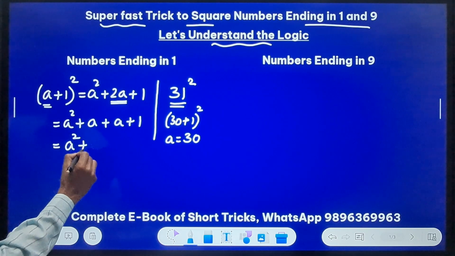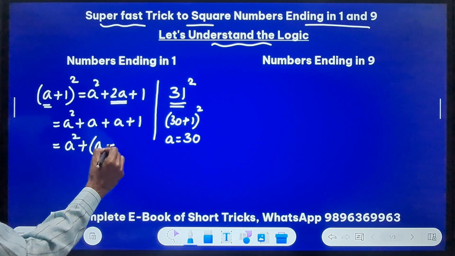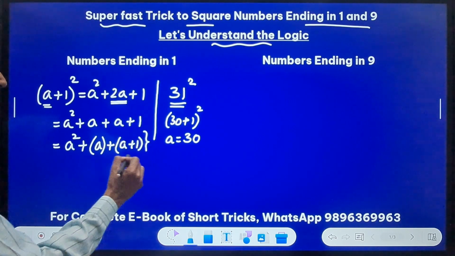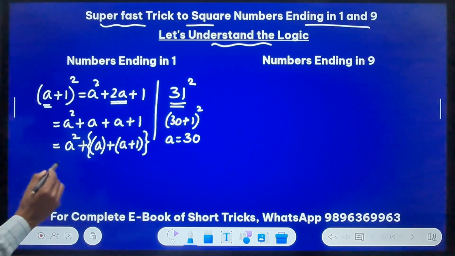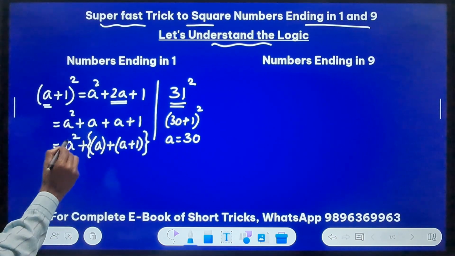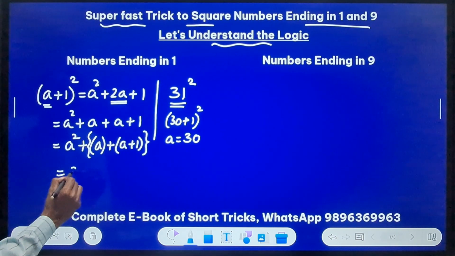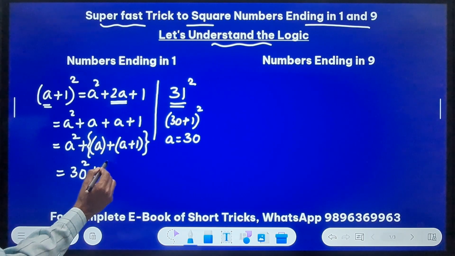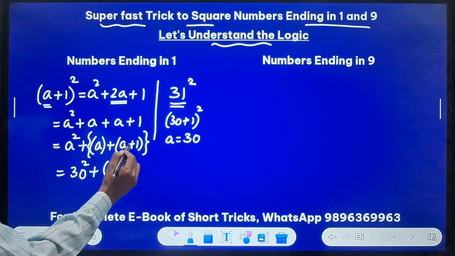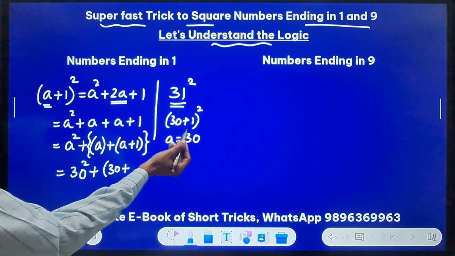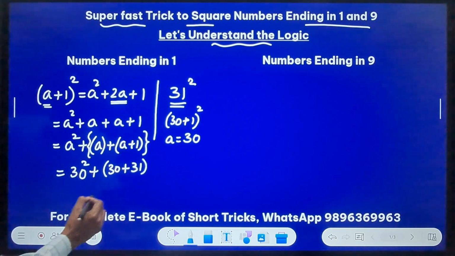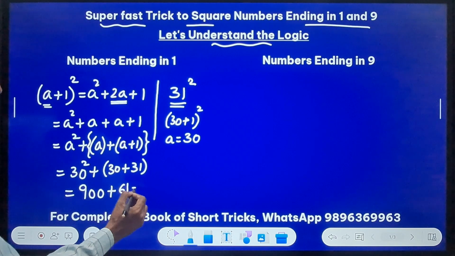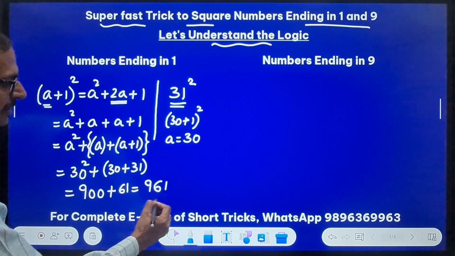So this is practically a square plus a plus (a plus 1), so I'll write it in another bracket so that you understand it in a better manner. See, if I take a as 30, I just have to do 30 square and add what? This is 30, and what is a plus 1? It is the number itself, 30 plus 1, that is 31. So if I have just 900 and I add 61 to the result, I'll get my answer 961.